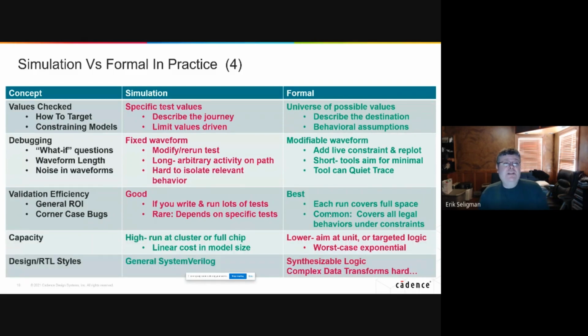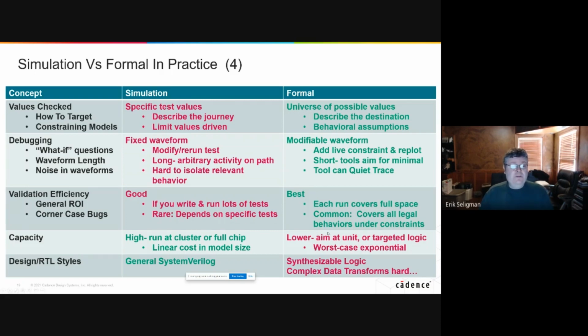But of course, there are some disadvantages to formal. Of course, the big one is capacity, like I mentioned, because formal is tackling a much harder problem. It has a lower capacity than simulation, right? In simulation, you can run a full chip model, and that only has linear cost essentially in the model size. Well, formal verification, because it has worst case exponential performance, you have to be running at a slightly lower level typically, or make some compromises.